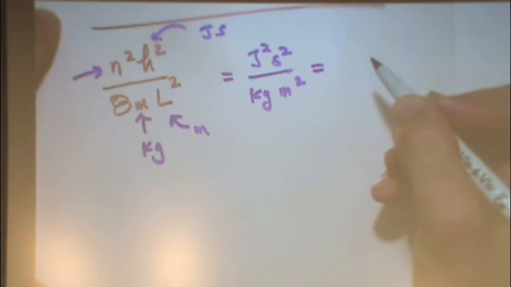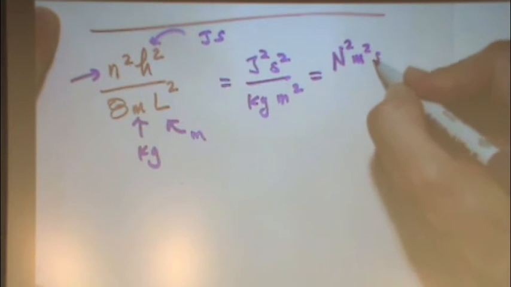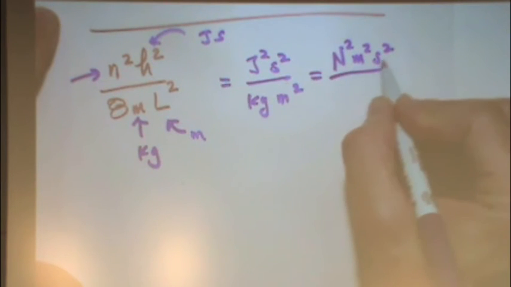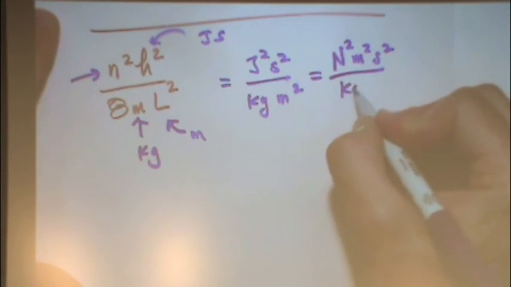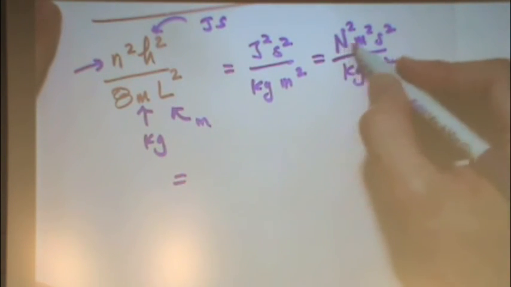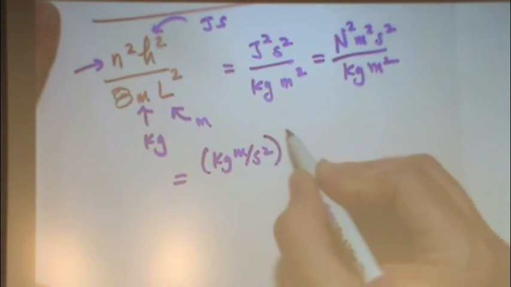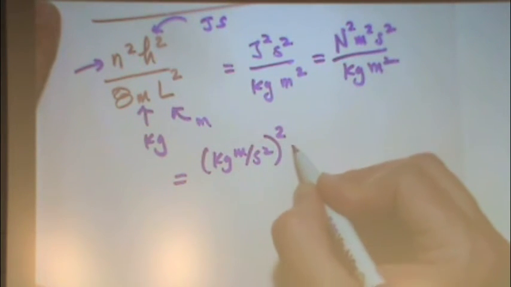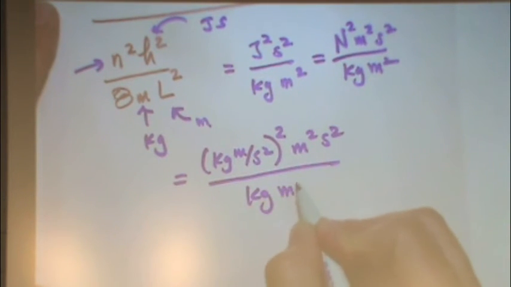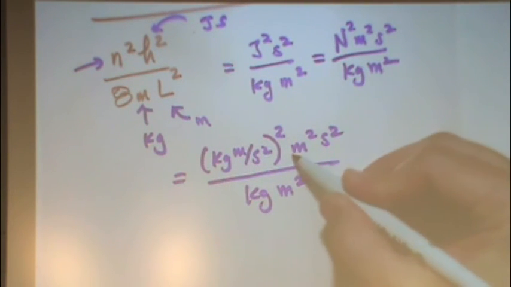Then you want to simplify. What's a joule? A joule is a newton meter. So newton squared, meter squared, second squared. This first part is the joule squared. Then we have the second squared carry through, over kilogram, meter squared. Then I want to convert the newton. The newton is a kilogram meter per second squared, and the newton itself is squared. Meter squared, second squared, kilograms, meter squared. Oh, I didn't even notice, I have a meter squared that can cancel. Get rid of that.